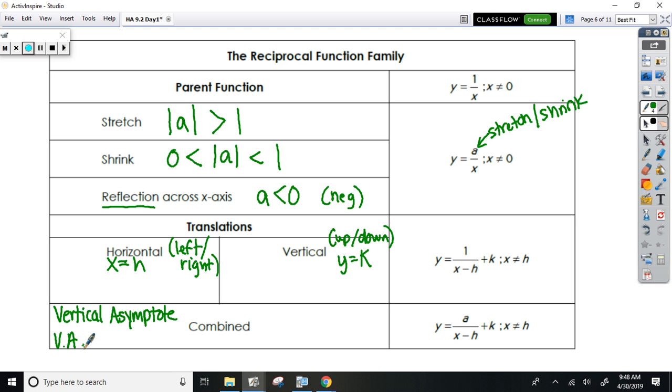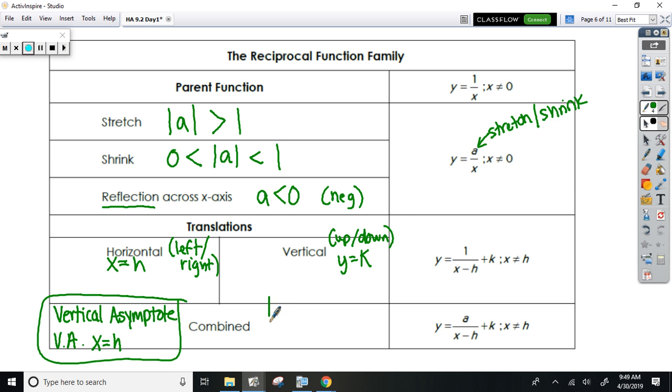The vertical asymptote will always be x equals, because it has to be vertical, going up and down, and it will be x equals h. So it'll be whatever is being subtracted in the denominator. And so if it were x minus 2, the vertical asymptote will be x equals 2. It's actually the restriction, the number that it can't equal. Remember, the denominator can't equal 0.